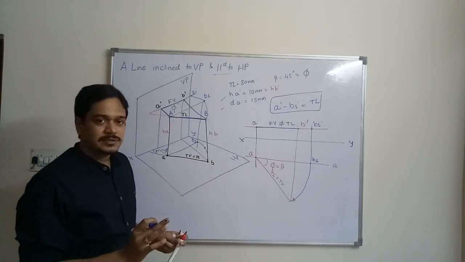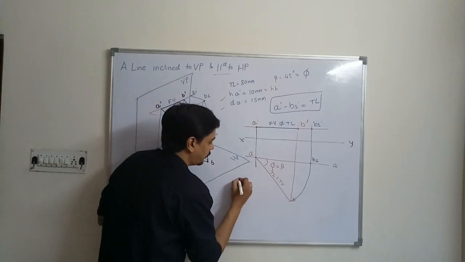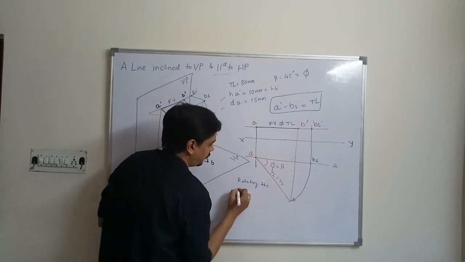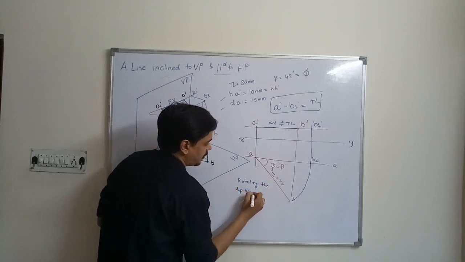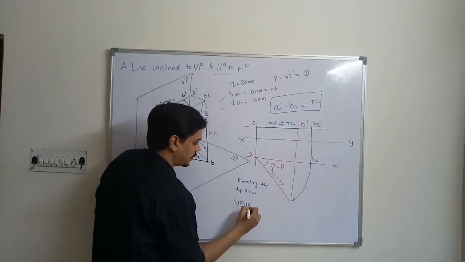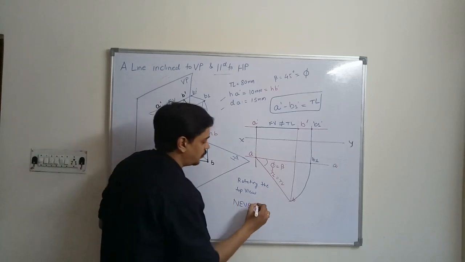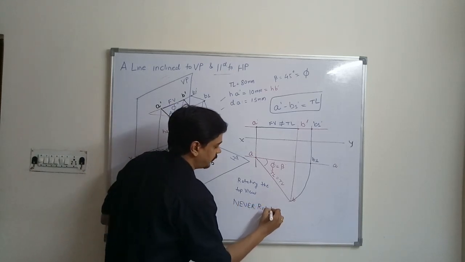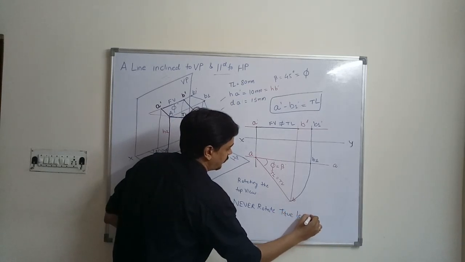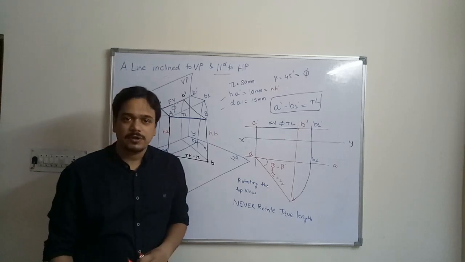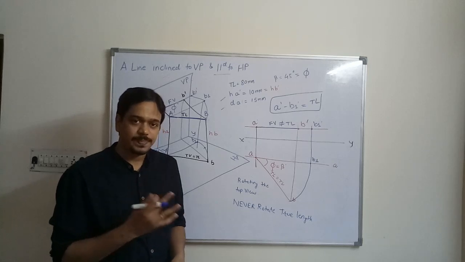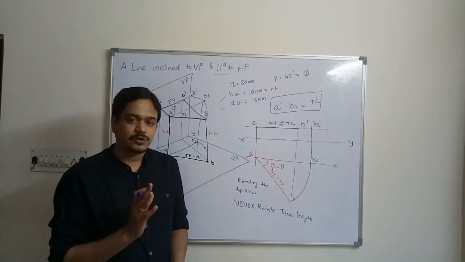So again in this case you will be rotating the top view. And remember one thing, never rotate true length. You will only rotate either front view or top view. You will simply project the true length.